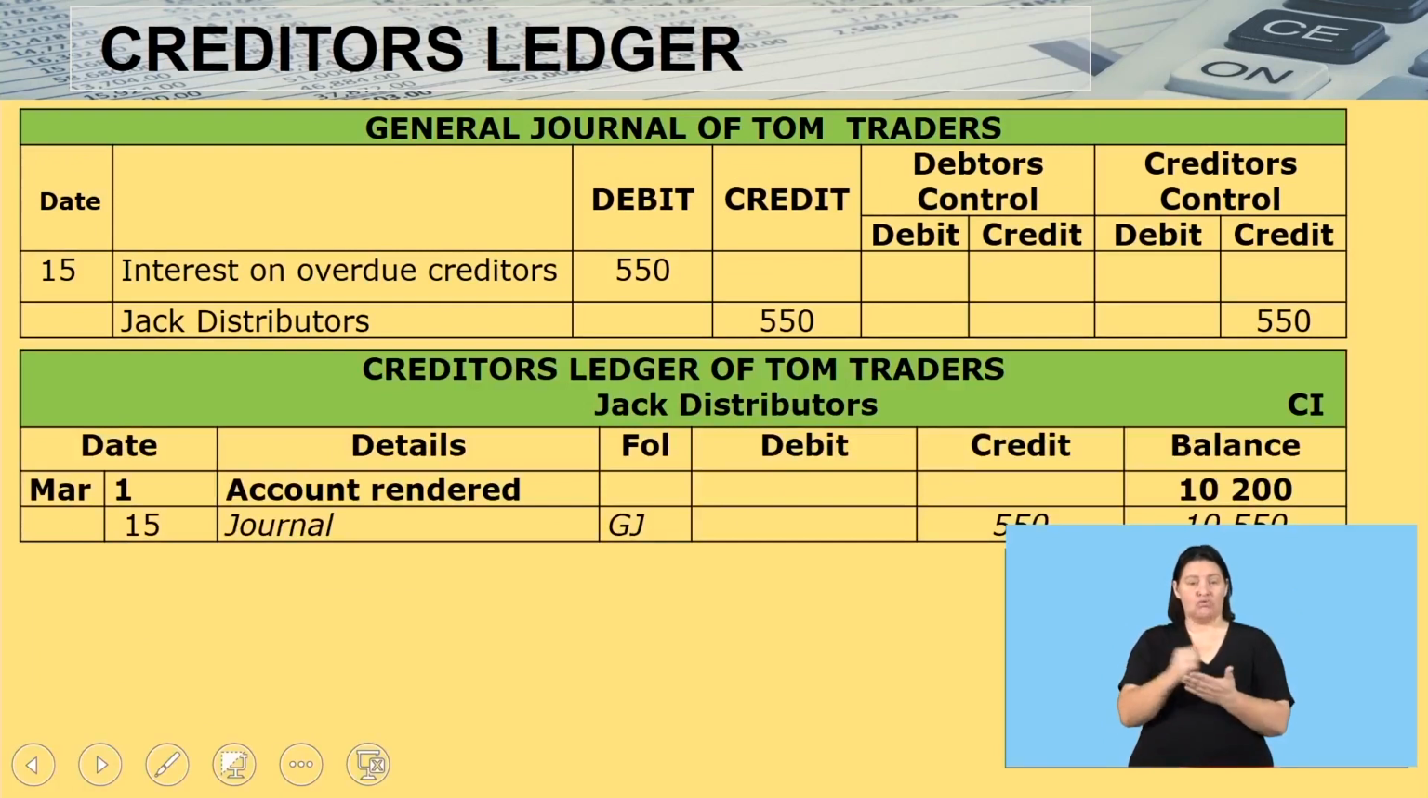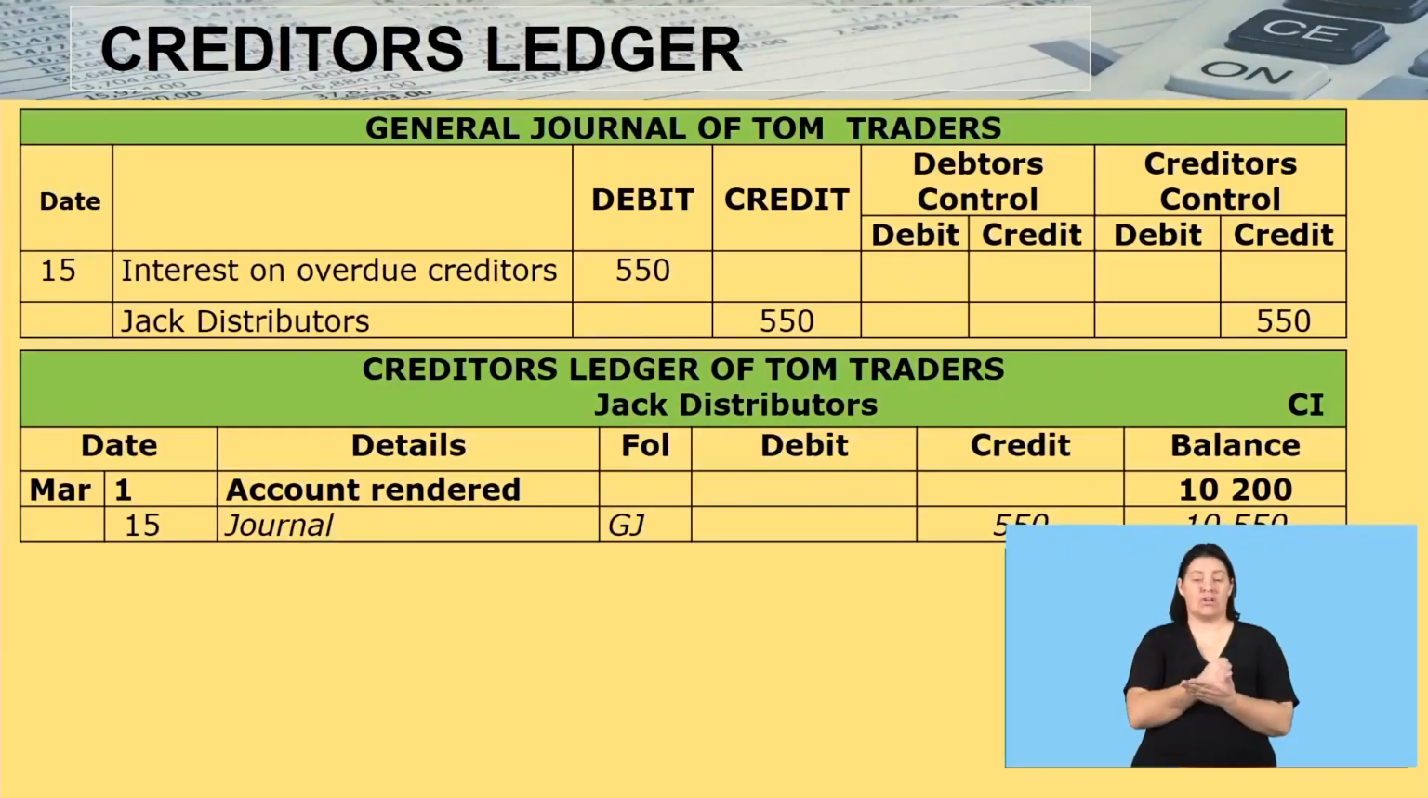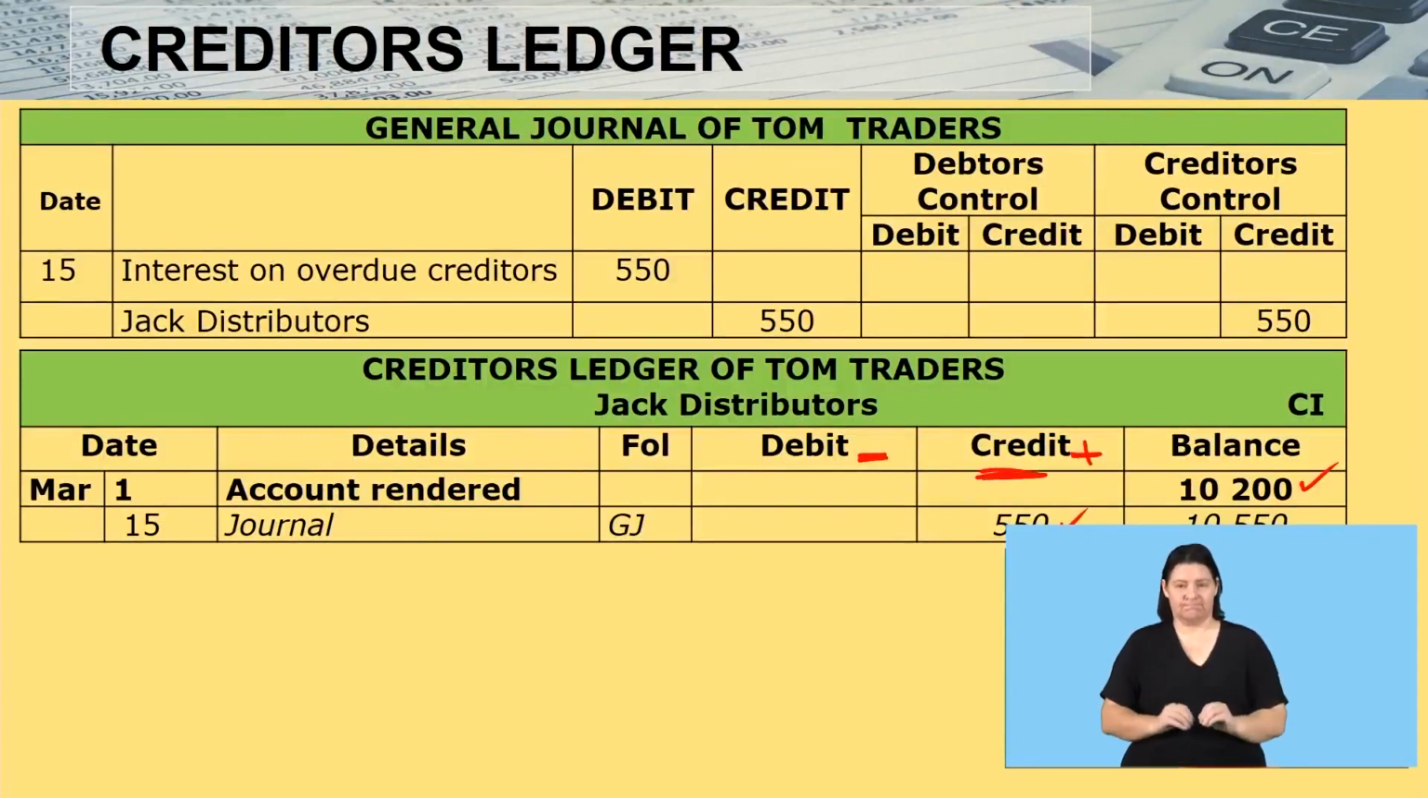In the creditors ledger, it is important to know which side your creditors ledger increases and which side it decreases. Your creditors ledger increases on the credit side, so you have a plus here, and on the debit side, it's a minus. We were owing to Jack Distributors 10,200 as a creditor, and we have been charged interest of 550. That means I bring it now to the credit side. It's increasing what I owe to Jack Distributors.